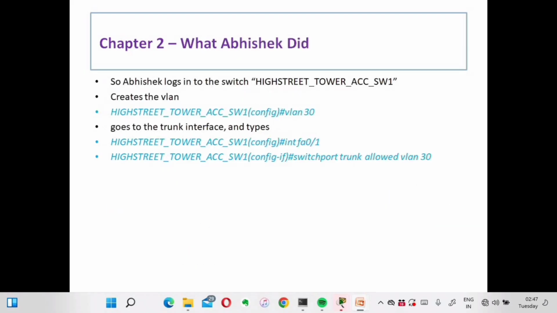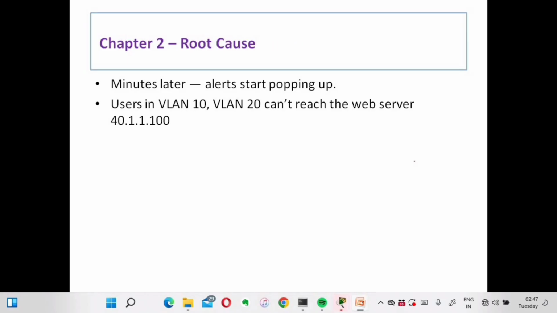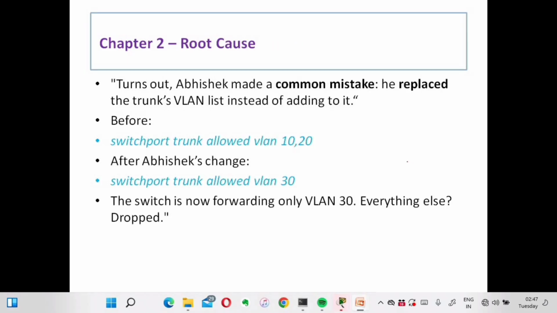So I'll try to explain again with this PPT. Okay, so what Abhishek did was make these changes. He configured VLAN 30, that is fine. He went into this interface fast ethernet 0/1. He used this command switchport trunk allowed vlan 30. Now this is what happened. What Abhishek did was a common mistake. He basically replaced the trunk VLANs instead of adding a VLAN to it.